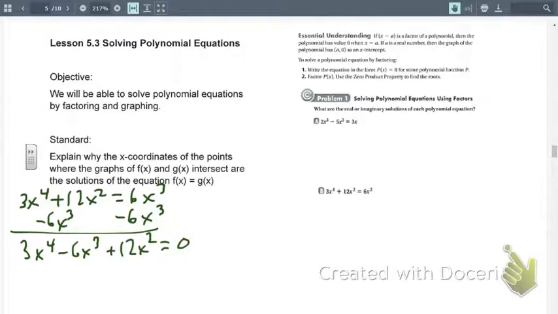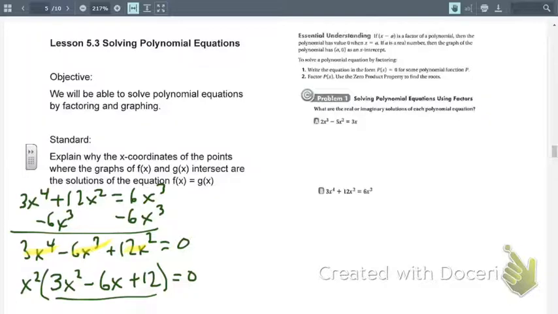Alright, now we want to look to factor out if we can. So we notice that each term has an x in it. So factor out the smallest of the three. So it's going to be an x squared that we're going to factor out. Alright, and then divide through each of these by x squared. So we're going to be left with 3x to the fourth divided by x squared is 3x squared. Negative 6x cubed divided by x squared, negative 6x. And then 12x squared divided by x squared is a positive 12. And that equals 0. Okay, now we're going to factor this. So we're looking for factors.